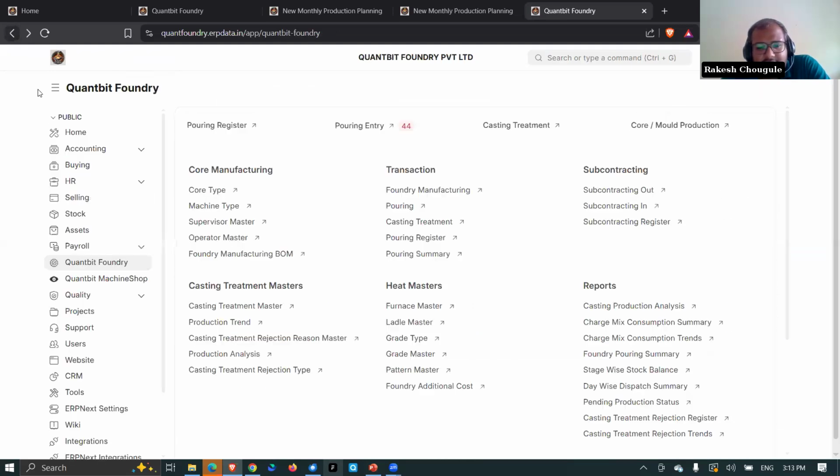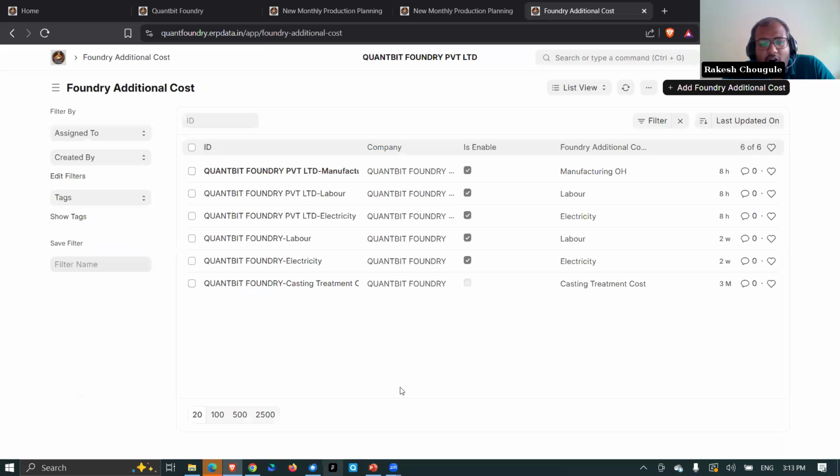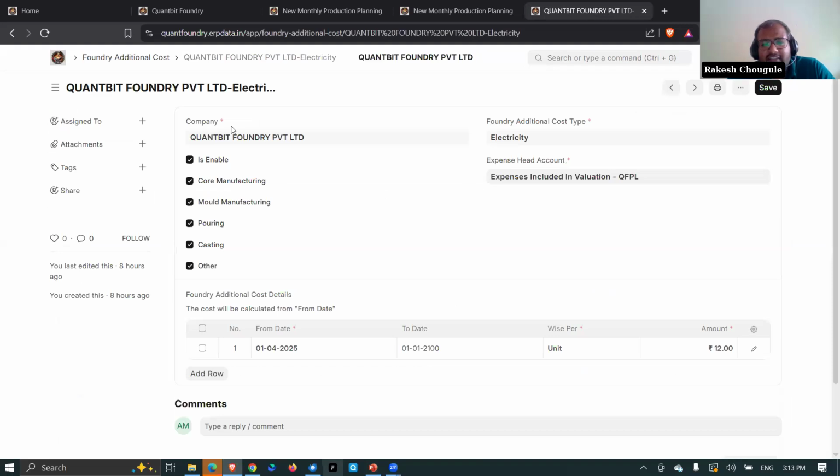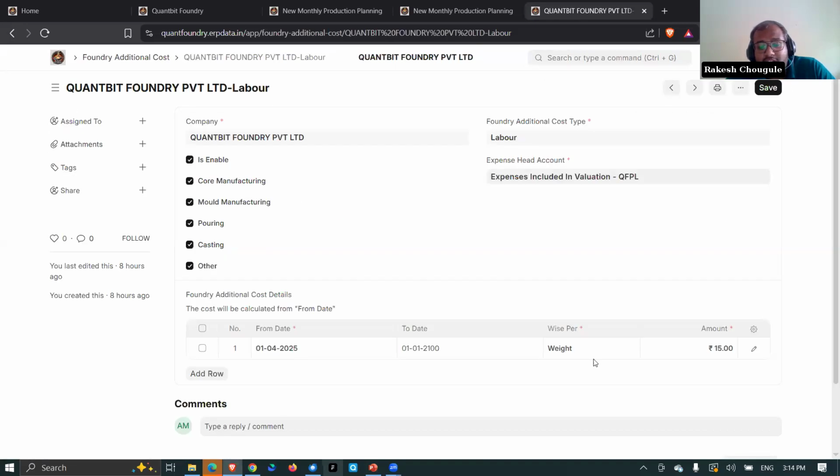After the grade master, another important master is additional cost. Basically we track all costing related records during the production of the casting. First of all, we add charge mix, that is the raw material required during production. Then additional cost. In additional cost, we add electricity. Electricity is the second highest cost component of any foundry industry. So we configure the electricity cost and the standard rate of electricity from here. Similarly, if there is manufacturing overhead or labor overhead, we can configure it on a weight basis.